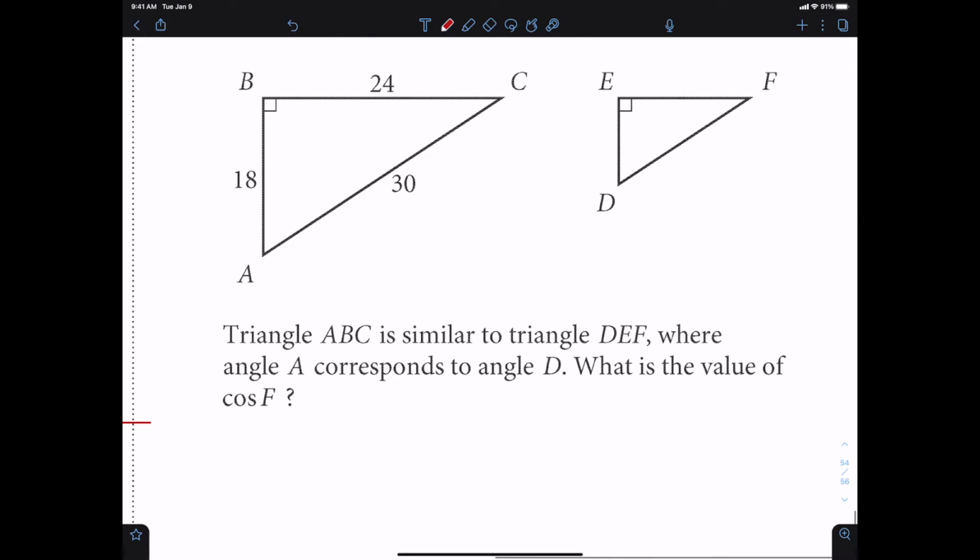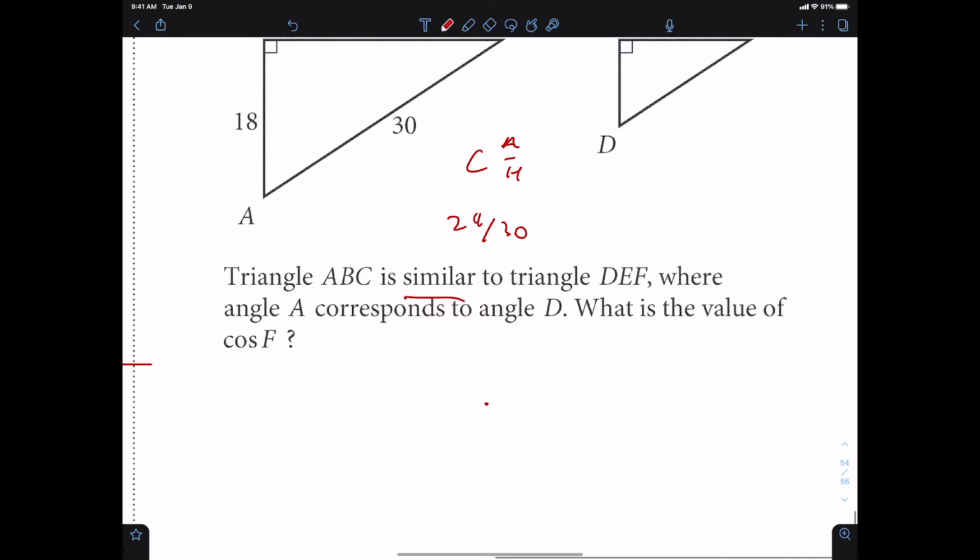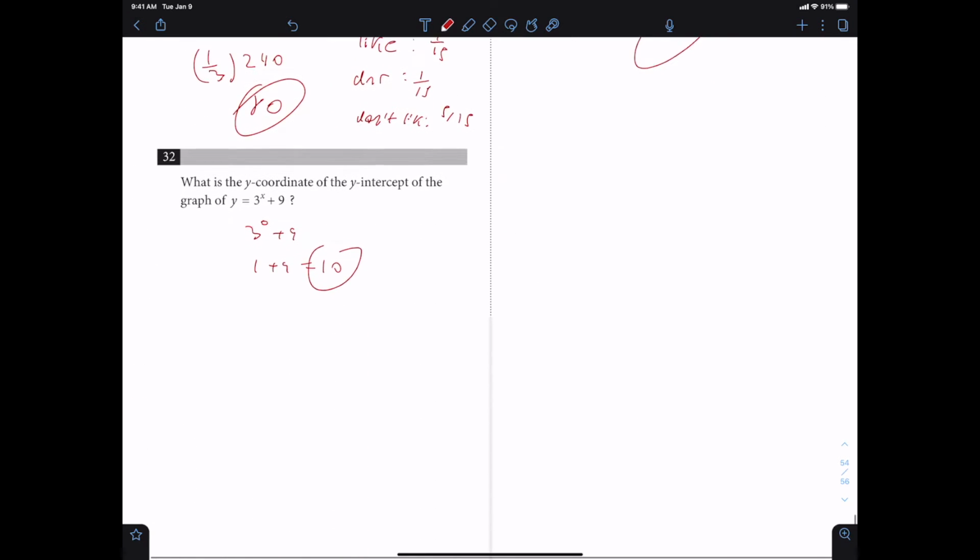Triangle ABC is similar to triangle DEF, where angle A corresponds to angle D. What is the value of cosine of F? Okay, to find the cosine of F, we can just find the cosine of C because those two angles correspond and these are similar triangles. Let's go ahead and find the cosine of C. Remember, cosine is adjacent over hypotenuse. In this case, our adjacent side is 24 and our hypotenuse is 30. So 24 divided by 30 is 0.8. Cool.